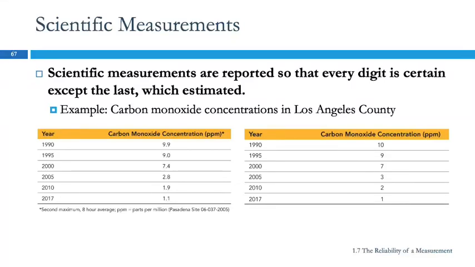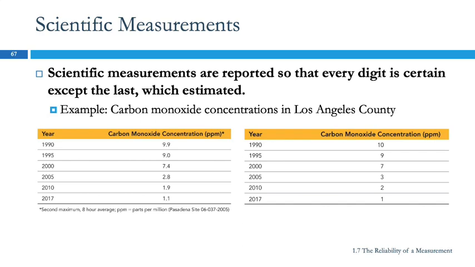So we're just going to jump ahead to section 7 for a little bit here. This is called the reliability of a measurement. So scientists report measurements very carefully. We do that so that we report all the digits that we're certain of and one estimated digit. So that's called the uncertain digit.